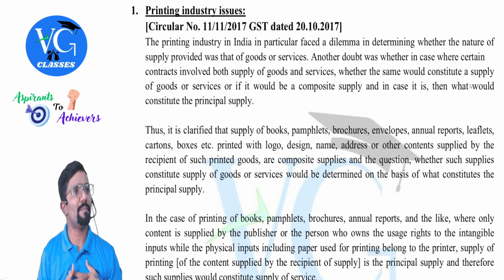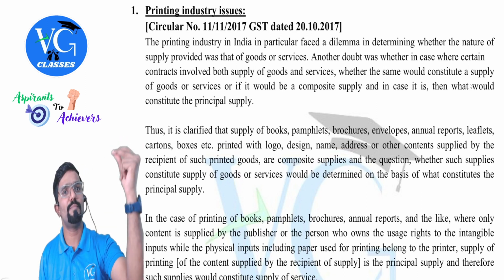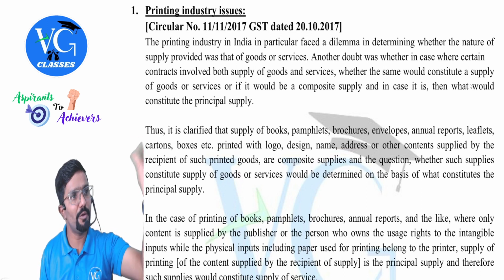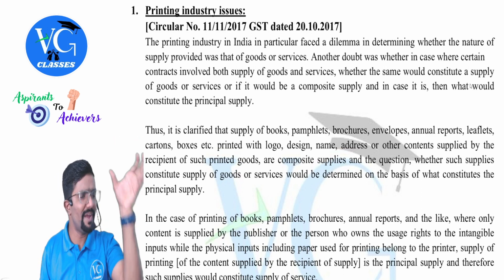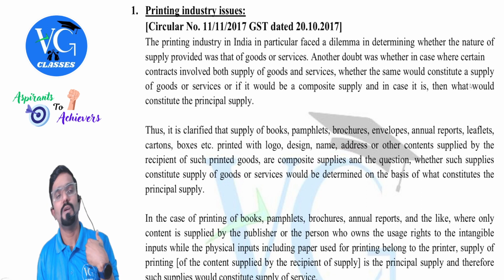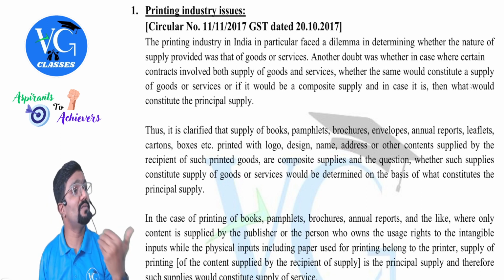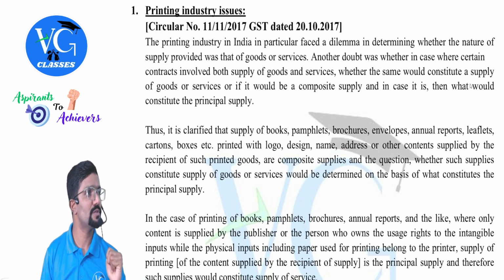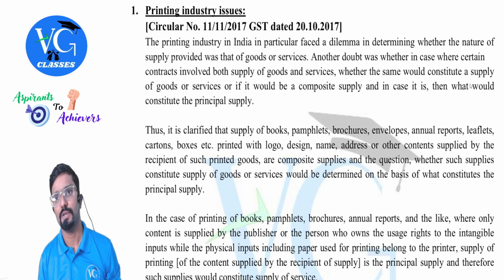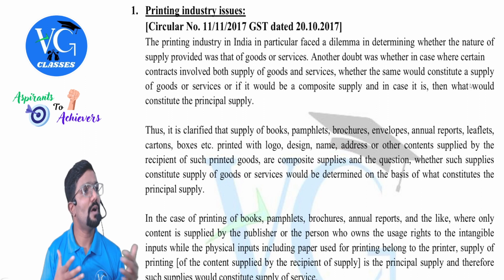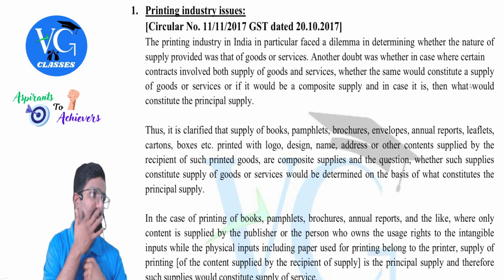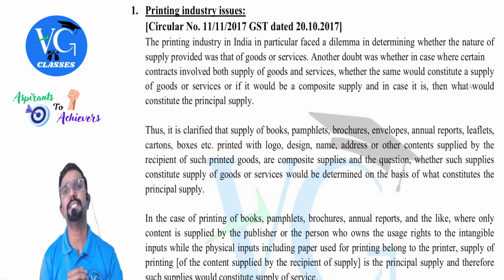But in a few cases, what happens? Now assume I tell you, sir, print a diary and give it to me. So the diary, you will use your own diary. On that, you will print my company information and give it to me. So here both goods and service are involved. Goods, the diary, and printing is a service, but supplied for a single price. Sir, is it composite or mixed? If composite, what is the principal supply? That is what the clarity is given, guys.